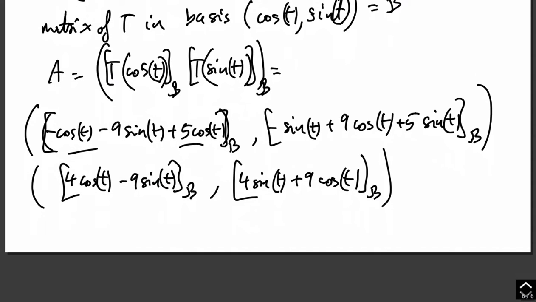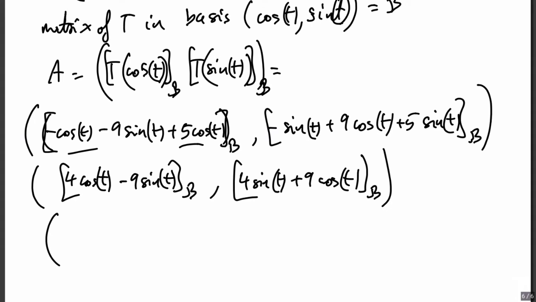So in the B basis, the basis is cosine t and sine of t. So this will be a vector with 4, that stands for the multiplier of cosine, and minus 9, that stands for the multiplier of sine. Then the second column, cosine has multiplier 9, and again sine has multiplier 4. So this is the A matrix.